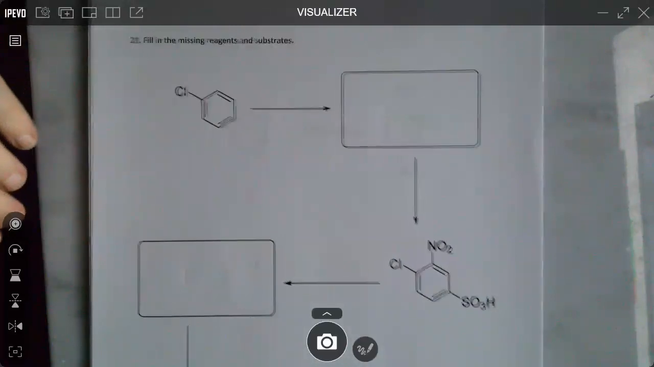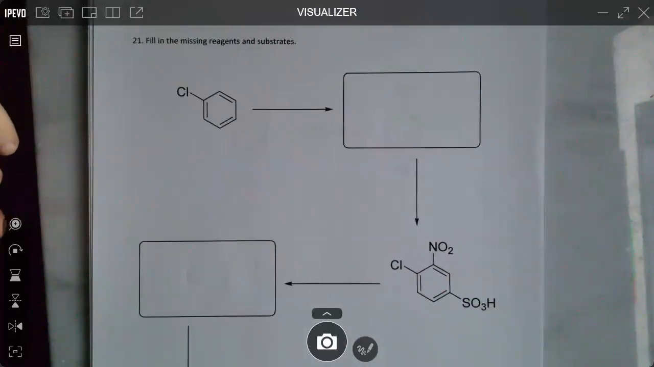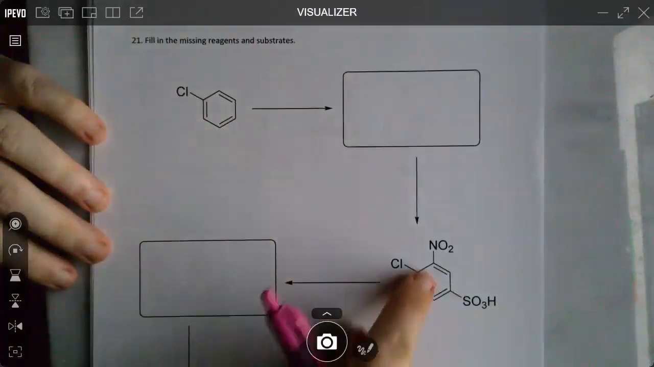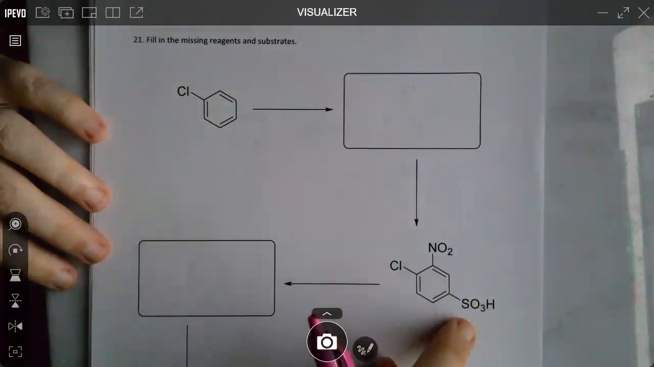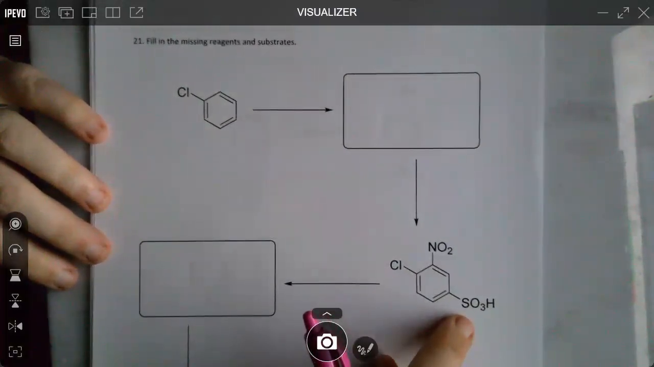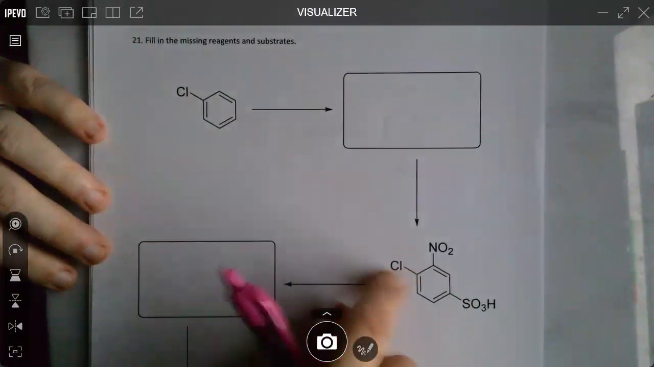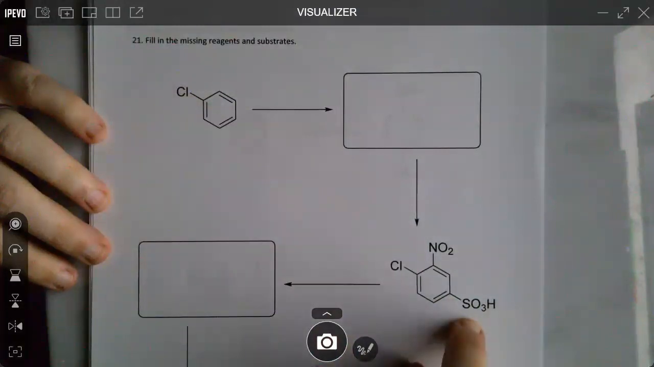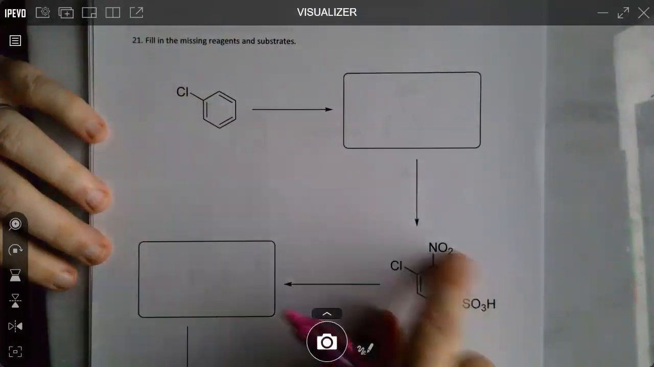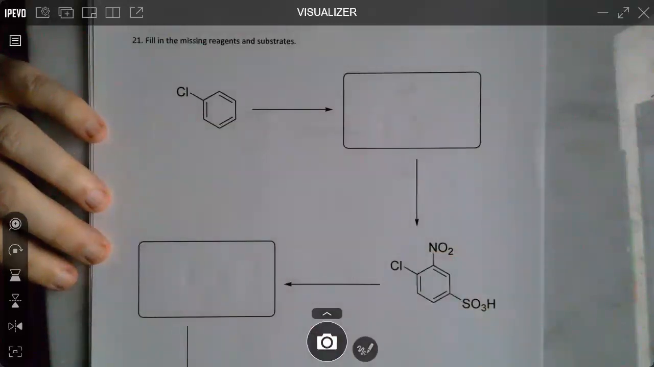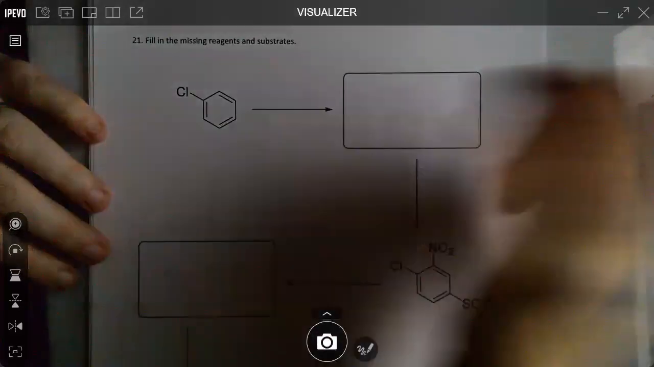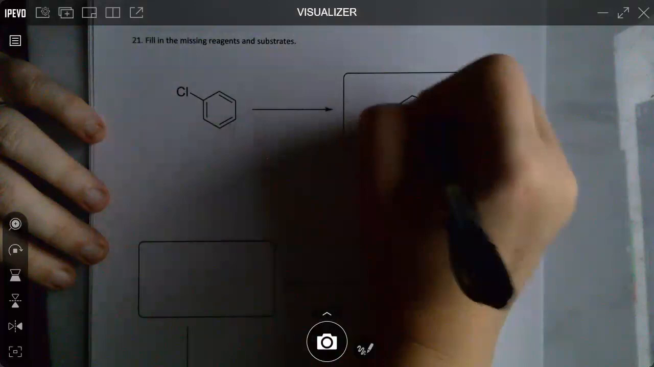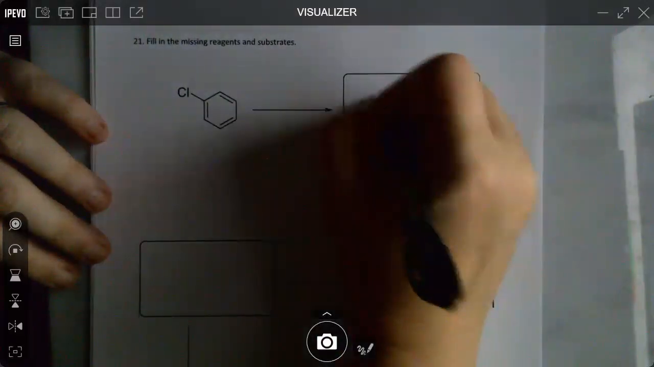We have another fill in the missing reagents and substrates. So it looks like we are starting from chlorobenzene. We need to introduce a nitro group and a sulfonyl group. The chlorine is an ortho-para director, so it's going to direct para first. So we'll put on the sulfonyl group followed by the nitro group. So we're going to target this intermediate.